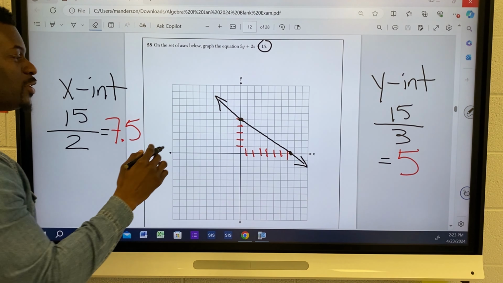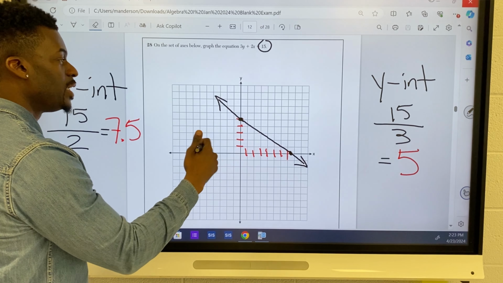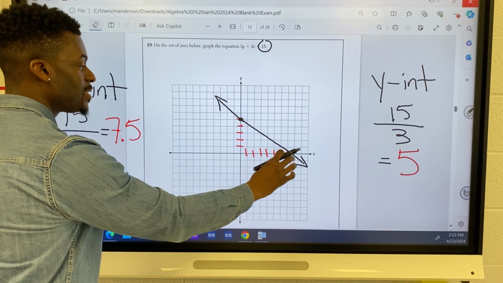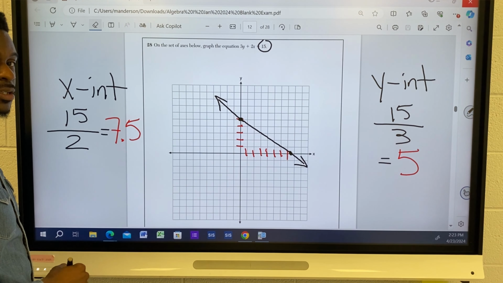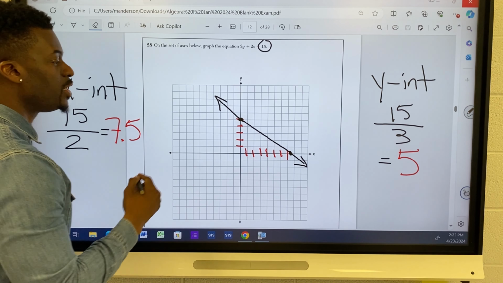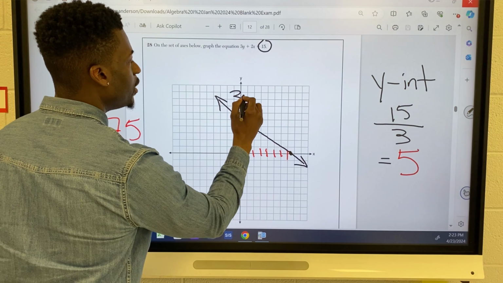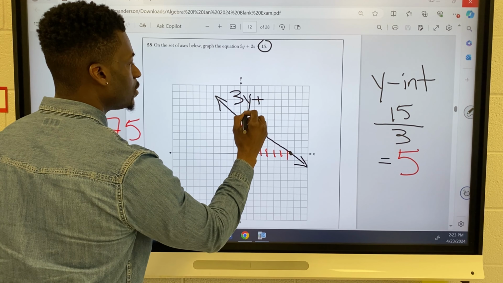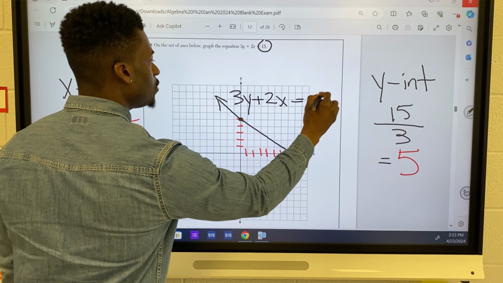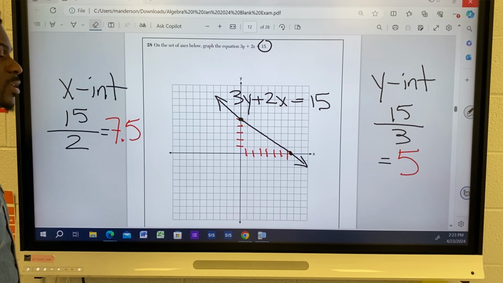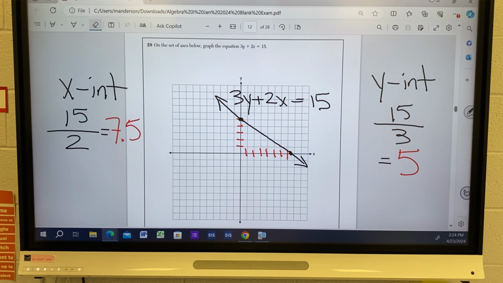And then what do I have to do to make sure that everyone knows that this is the graph of this equation? Put the equation next to the line. So I'm going to label it 3y plus 2x equals 15. And that finishes it off. So that would be the final answer for that.